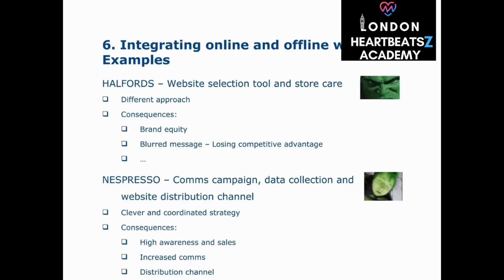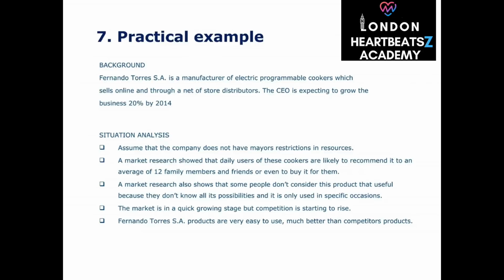All right, so are you ready for a deep dive into a specific case study? Hit me with it. I'm ready to see how this all plays out in the real world. Here we go. This case study focuses on a company called Fernando Torres SA, and they make electric programmable cookers. Slow cookers, huh? Back in 2010. Not exactly the first thing that comes to mind when you think of cutting-edge digital marketing. What were they up against?